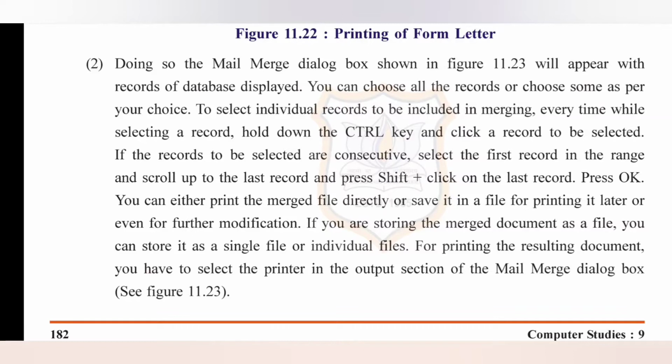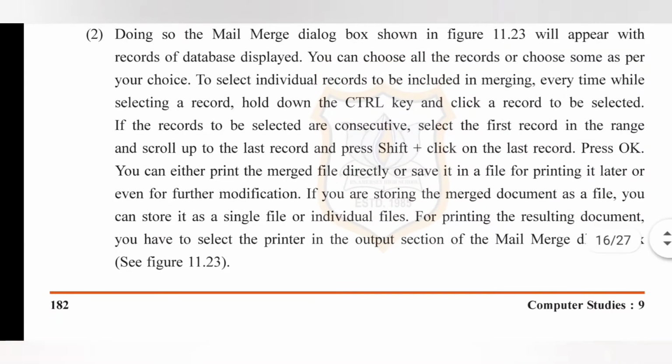You can choose all the records or choose some as per your choice. To select individual records to be included in merging, every time you select a record, hold down the Control key and click a record to be selected. If the records to be selected are consecutive, select the first record in the range and scroll down to the last record and press Shift plus click on the last record.